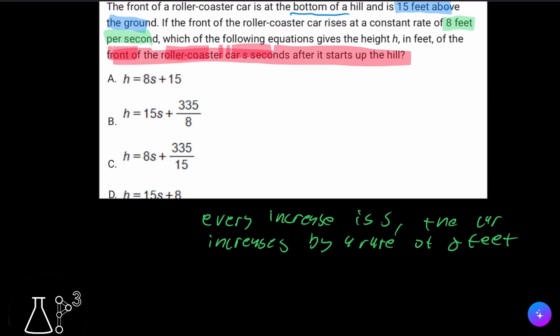So which one shows me that 15 is by itself? Well, it doesn't show me in B, C, or D, so the answer is A, because when it starts, it's at 15, which is the bottom of the hill and above the ground, and then there's a constant rate of 8 feet per second when x increases by 1. Therefore, my answer is A.